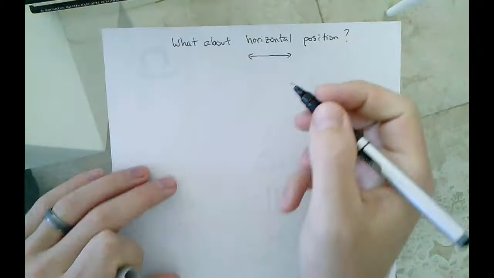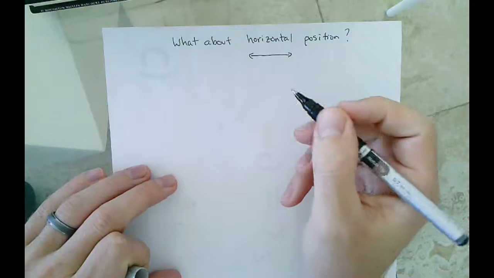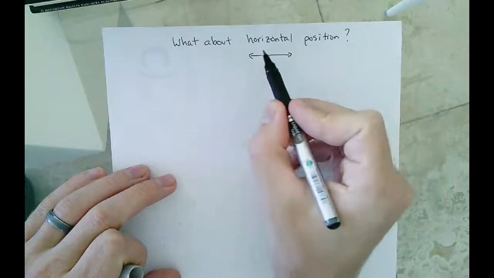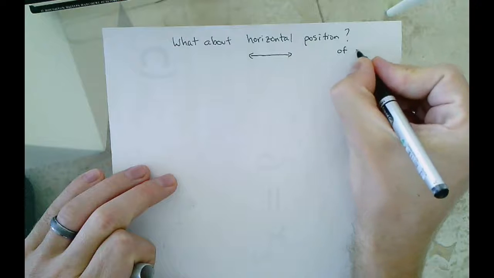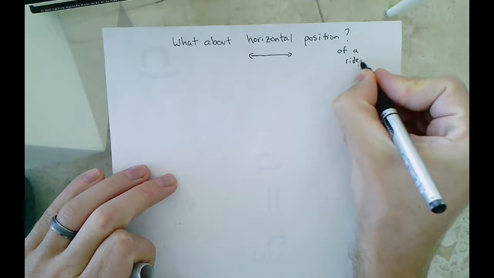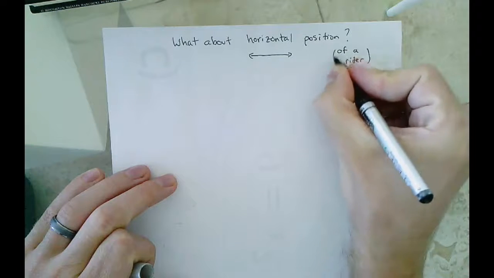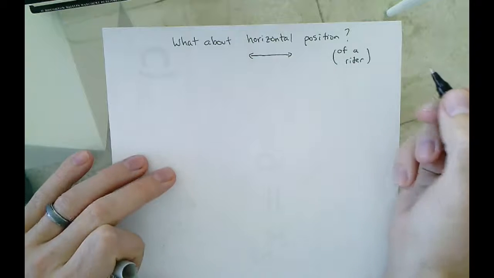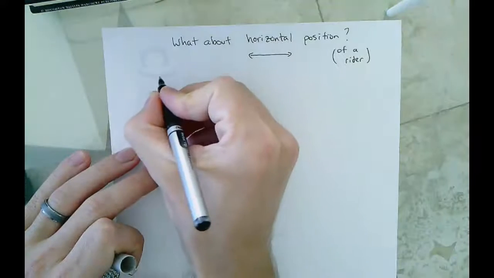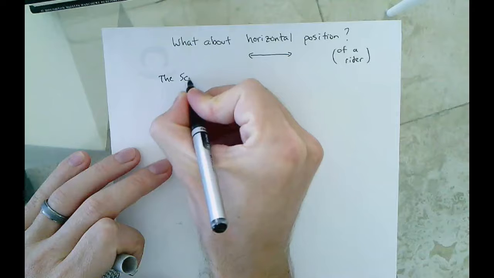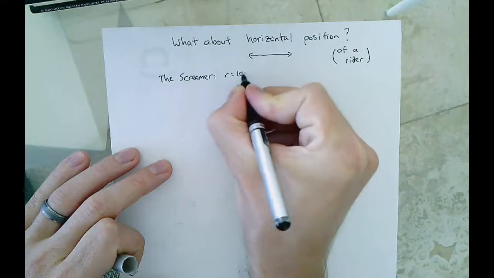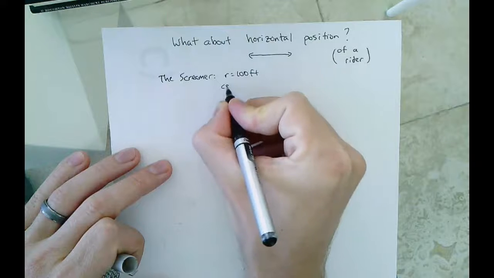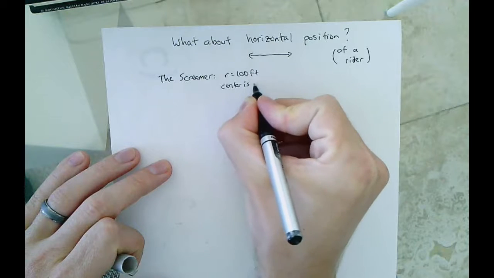Hello everybody. In this video we're going to start thinking about why we haven't talked about the horizontal position. What I really mean is of a rider here. So we've talked about the vertical position of someone on the screamer for a while, but let's just rethink about this. So we're on the screamer again, our very first Ferris wheel. We know our radius is 100 feet and our center is on the ground.